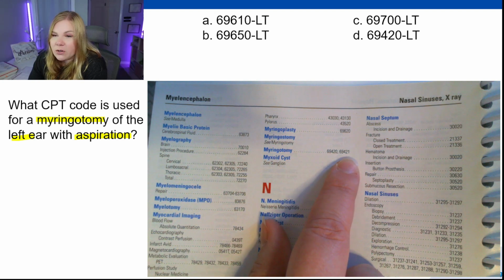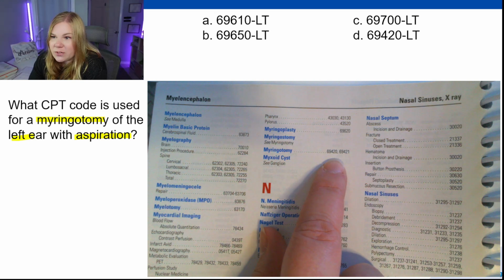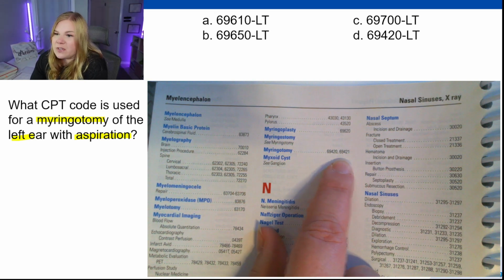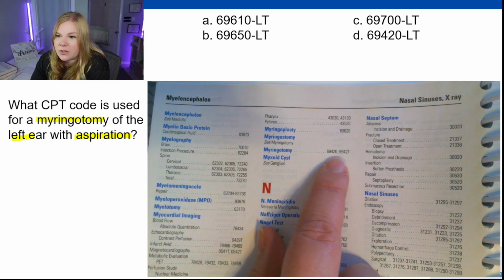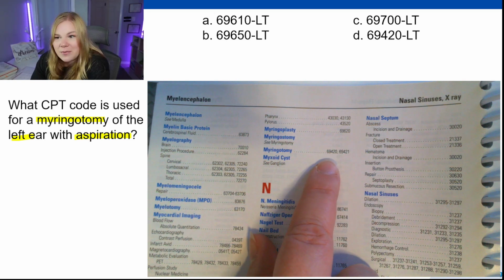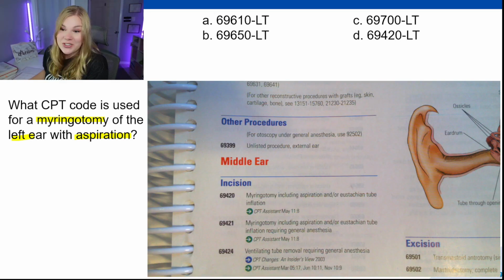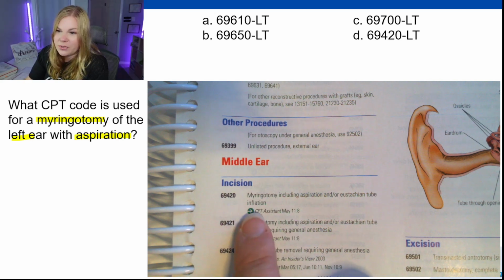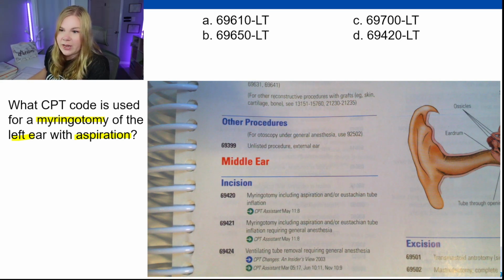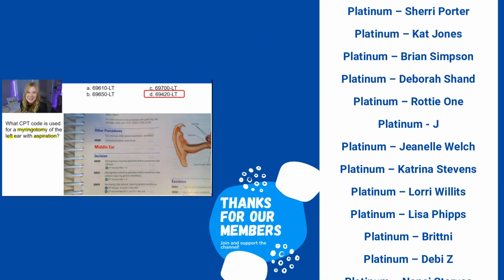Now, if we look at our options that we have here, right, we have A, B, C, and D, and option D is included in these two codes. 69420 is in our option D. 69421 isn't any of our options. So I'm pretty sure it's going to be 69420, right? So there you go. There it is, 69420, myringotomy, including aspiration and or eustachian tube inflation. So in that case, we have option D is correct.